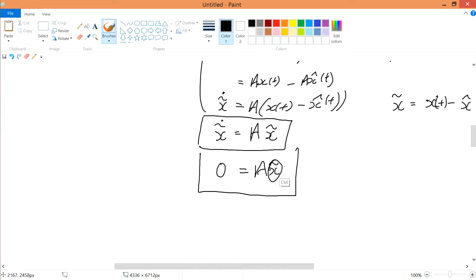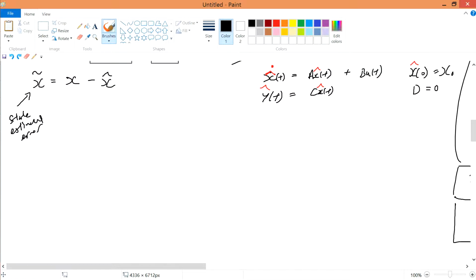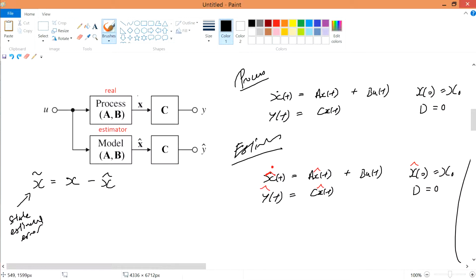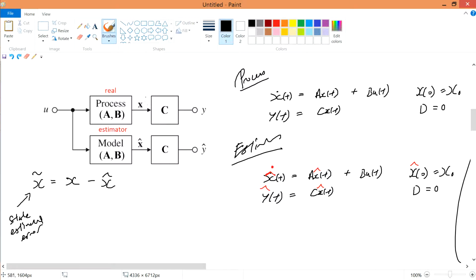X curly bar, or x tilde, can never be 0, because we have informed you that these are all state variables. X is x1, x2, x3 all the way, and this one is x1 hat, x2 hat, then x3 hat, x4 hat. There are many states all along, so you cannot have all the states be the same as each other.